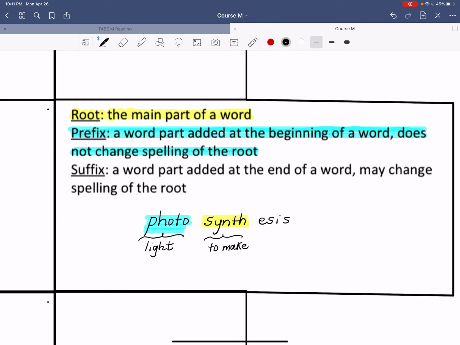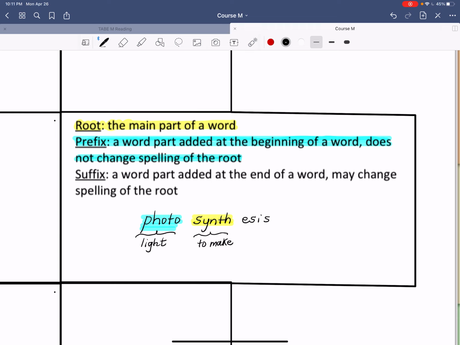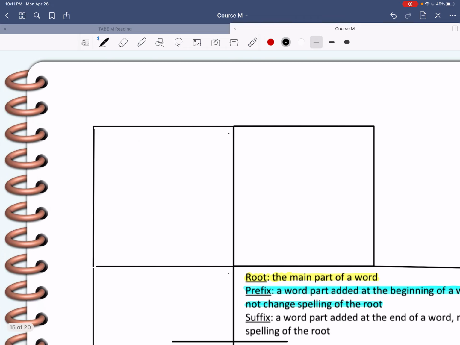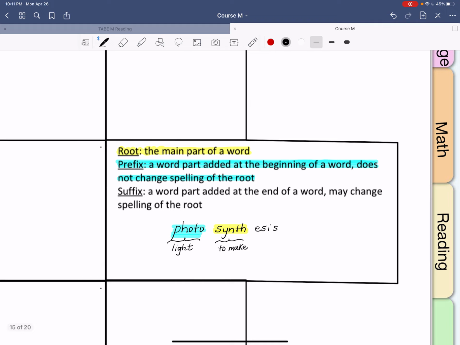Now this looks like it would mean to make light or to produce light. But we know that photosynthesis is the process in which plants make food. But they need light. Remember the things that they needed to make their food? If you look back at that example, they need water, sunlight, and carbon dioxide. So that sunlight is the photo part of this word.